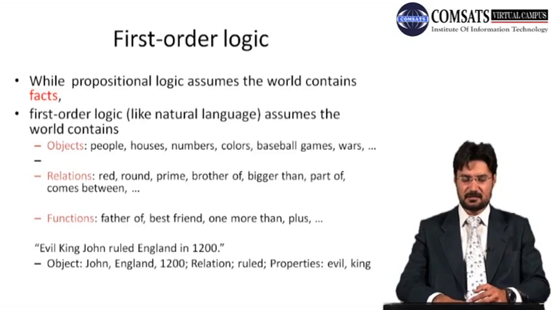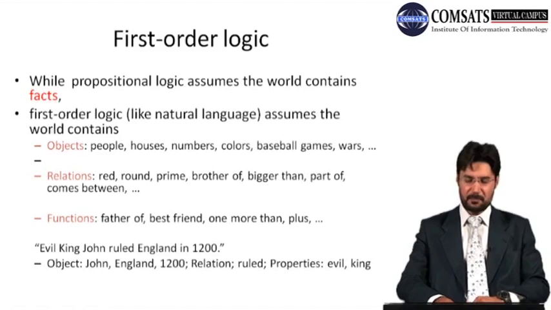So if we have a sentence which says evil King John ruled England in 1200 century, if we take this in first order logic, then we can make objects. What are the objects? John, England, and 1200. And then what is the relation? Ruled. He was ruling England. And then we can say properties. If we are not using functions, then what are the properties of king? Evil, and he was also a king.